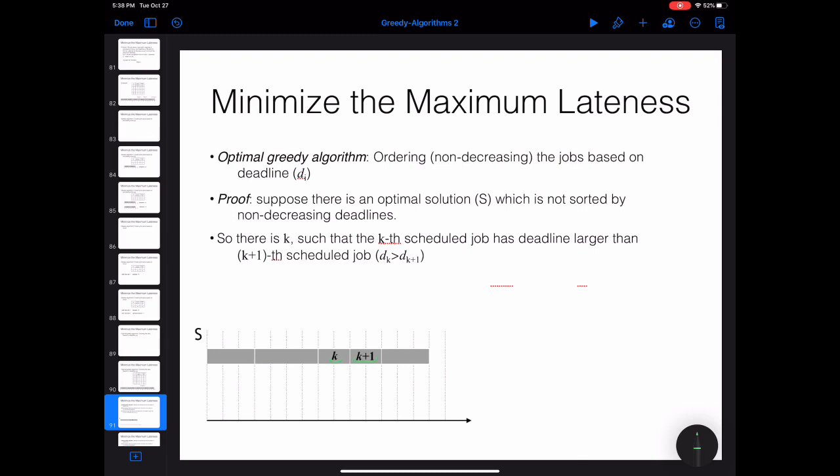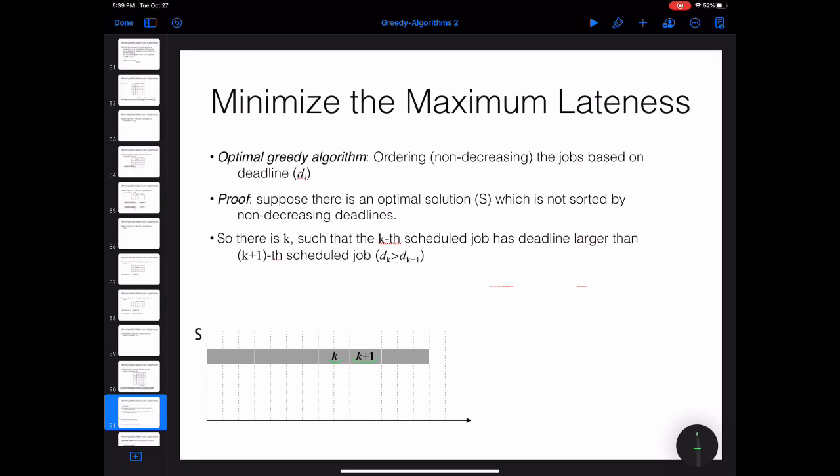If it is less than or equal, it will be exactly similar to the greedy strategy order, right? But I'm going to assume the optimal answer is different than the greedy. So it means that I can find 2 jobs. Let's just stick to 2 adjacent jobs, such that the deadline of K is greater than the deadline of K plus 1.